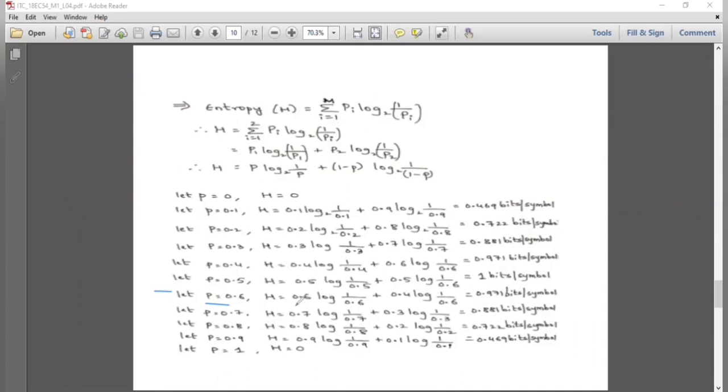So when P is 0.6, H will be 0.6 log of 1 by 0.6 plus 1 minus P, that is 1 minus 0.6 gives you 0.4 log of 1 divided by 0.4, which gives us H value as 0.971 bits per symbol. Similarly, compute H value for 0.7, 0.8, 0.9, and when P is 1, we get entropy as 0.